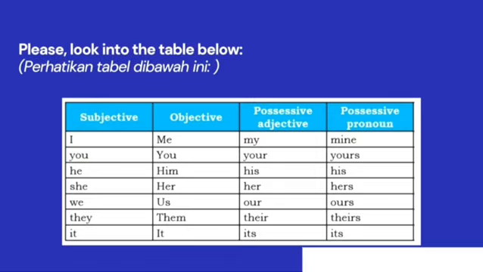Subjective: I, you, he, she, we, they, it. Objective: me, you, him, her, us, them, it. Possessive adjective: my, your, his, her, our, their, its. Possessive pronouns: mine, yours, his, hers, ours, theirs, its.